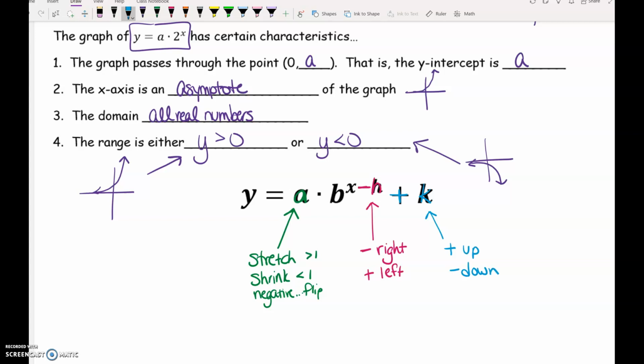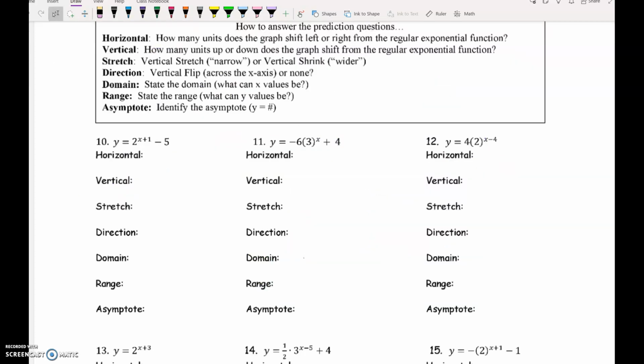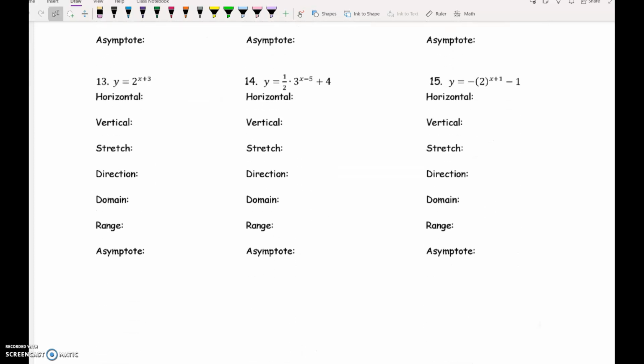Okay, take a moment, pause the video, get out your worksheet for today. It's worksheet 4. So pause the video, get out worksheet 4, and then play the video again. So here's your worksheet, and I was trying to think of which of these we should do together. Let's do number 14 together.